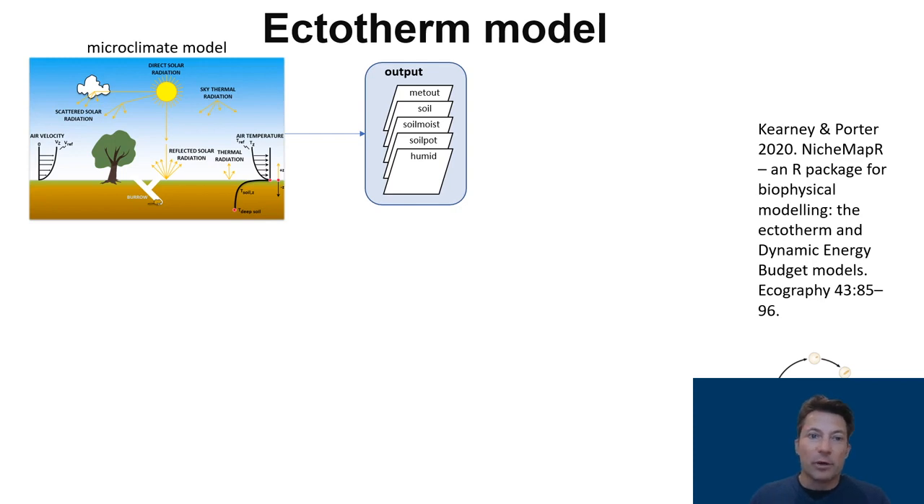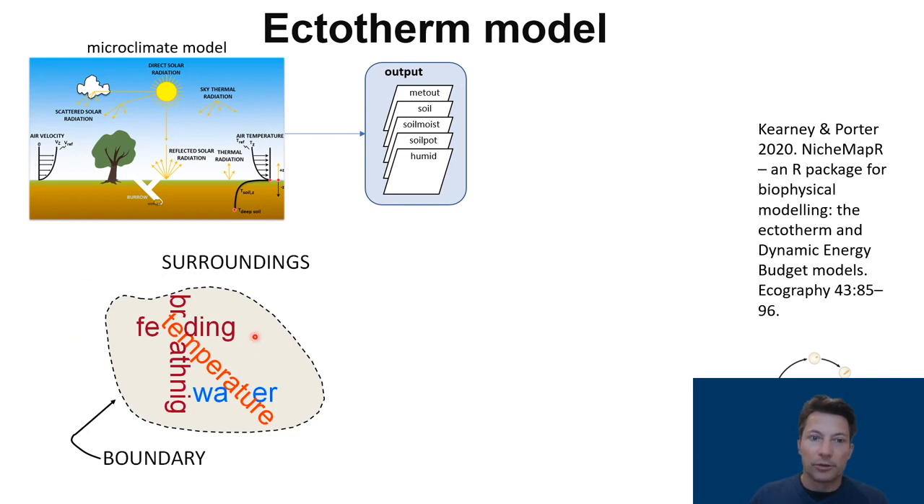So that's the microclimate model, and then there's the ectotherm model, which actually I should have mentioned previously. There was a paper describing the microclimate model in Ecography that's got all the gory details about exactly how that works. And then there's a paper from last year, from 2020, on the ectotherm model, which also incorporates the dynamic energy budget model, as you'll see. So the output from the microclimate model goes into the ectotherm model, which is basically solving those coupled equations of heat, water, and nutritional balances in this function called ectotherm.R.